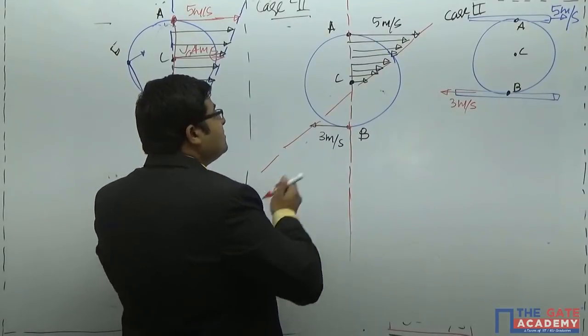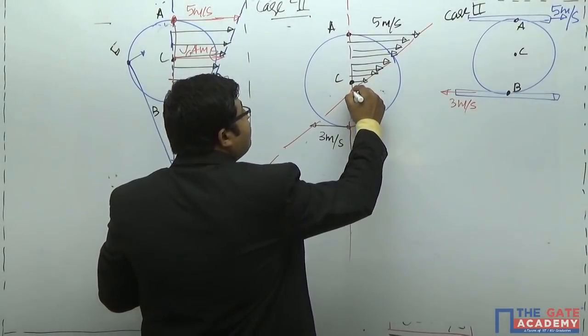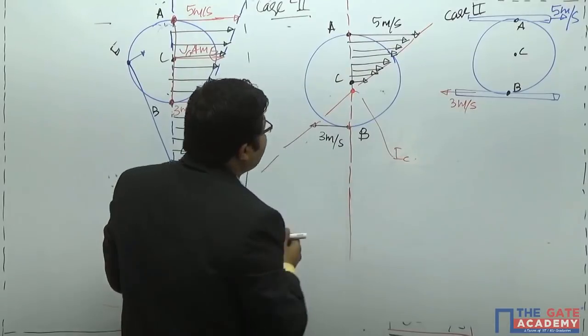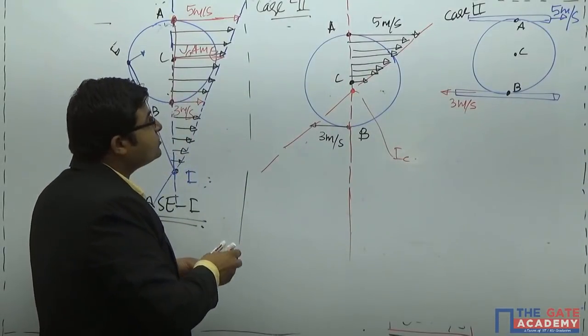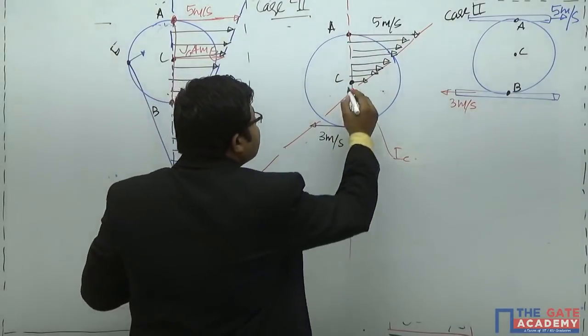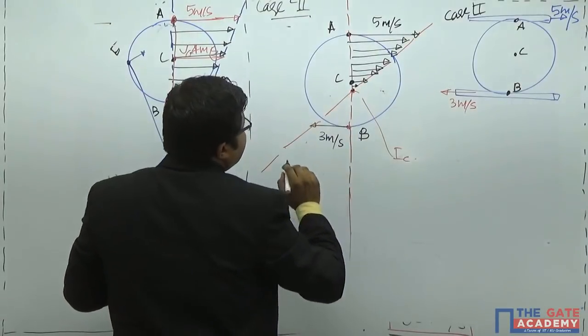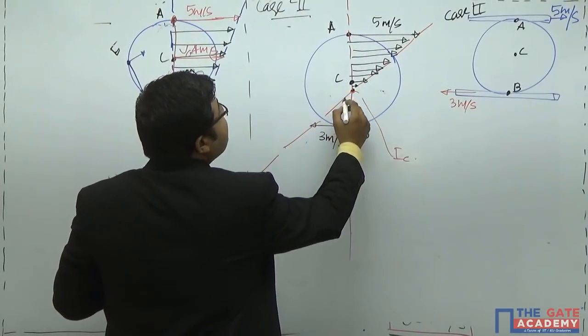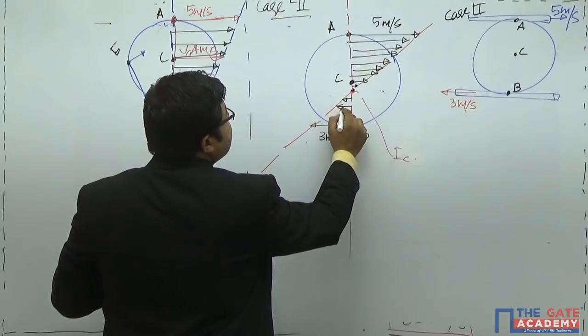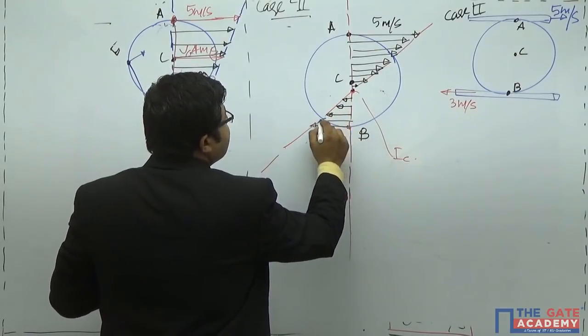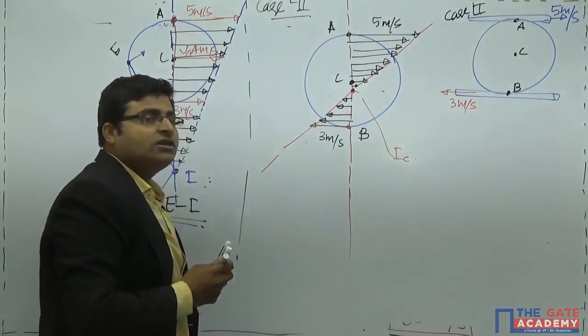This point is your instantaneous center of rotation. This is your IC, and you can observe that velocity will be 0 at this particular point, the instantaneous center of rotation. After that, what will happen? The velocity will change its direction and keep on increasing. Okay, it will keep on increasing.